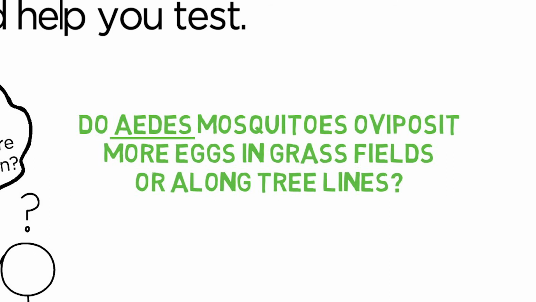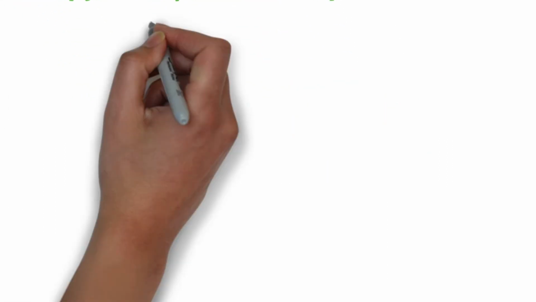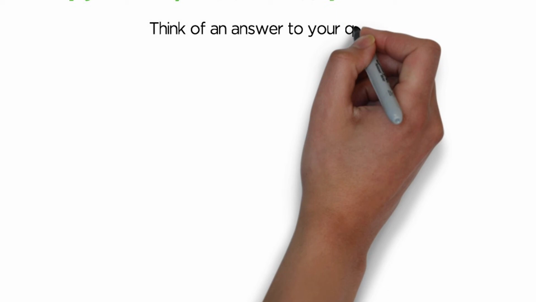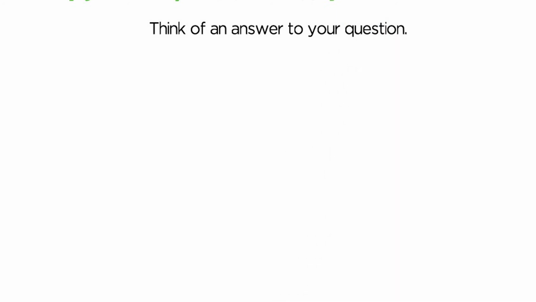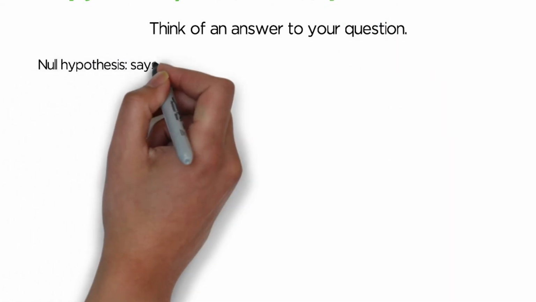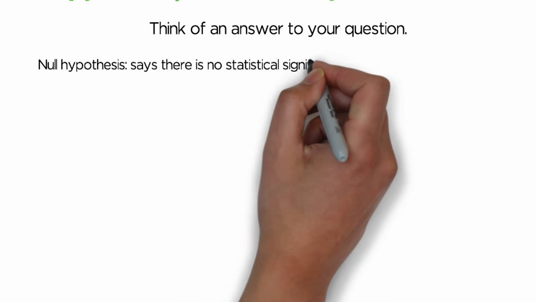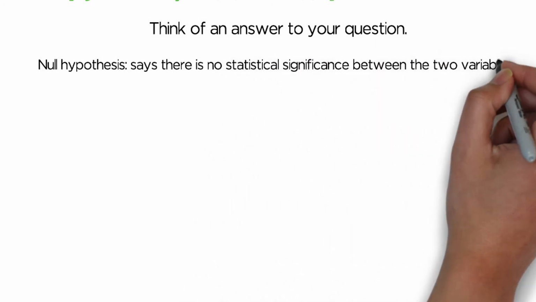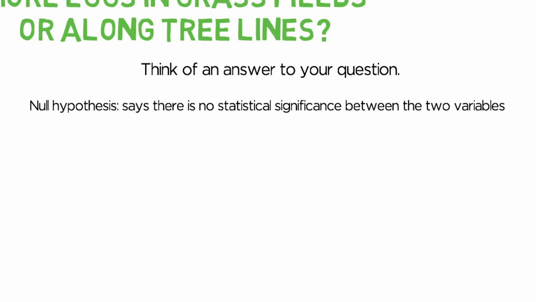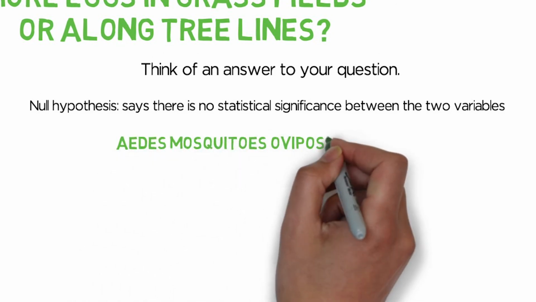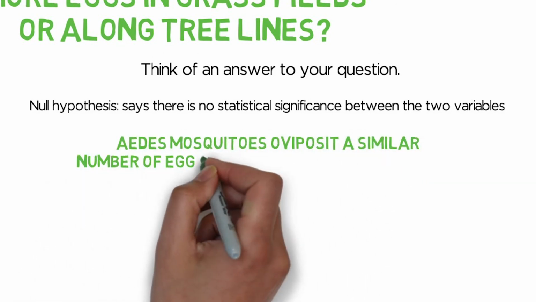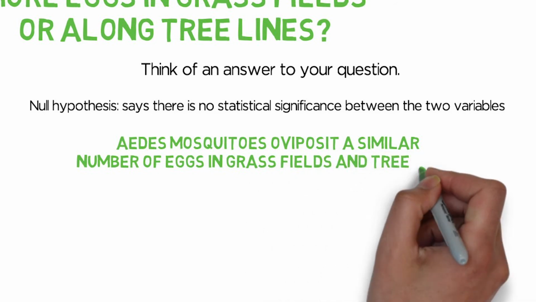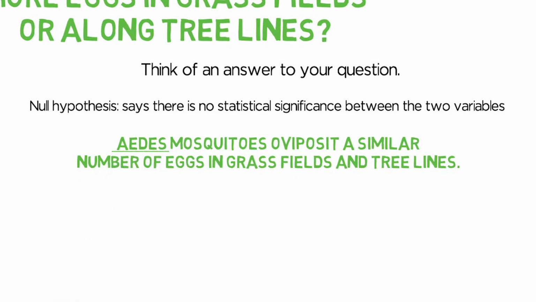Next, you need to think of a statement that is an answer to that question. This would be your null hypothesis. In our example, the null hypothesis could be that Aedes mosquitoes, which are the black and white mosquitoes, oviposit or lay eggs the same amount in grass fields as they do in tree lines. So they're going to be about the same.